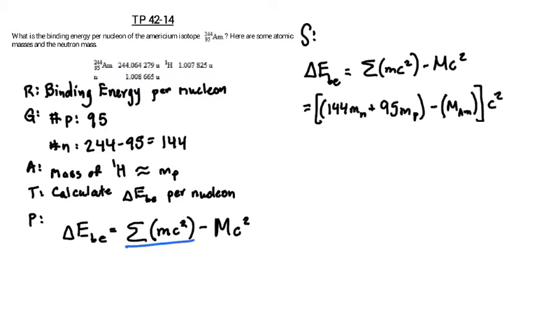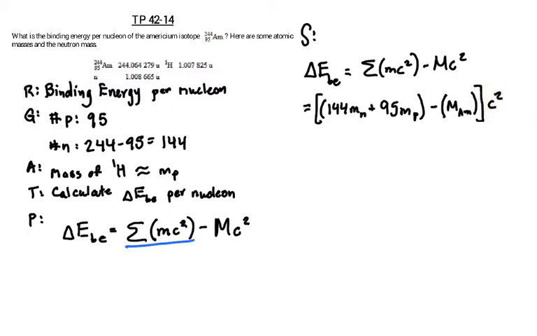And on the inside, I can still look at the total mass of my individual nucleons subtracted from the mass of americium itself. So I have my 144 neutrons and I have my 95 protons, and I subtract from that the mass of americium. And I multiply that times c squared. Now notice that the mass we're using is in atomic mass units, or u. We will take care of that conversion with our c squared.